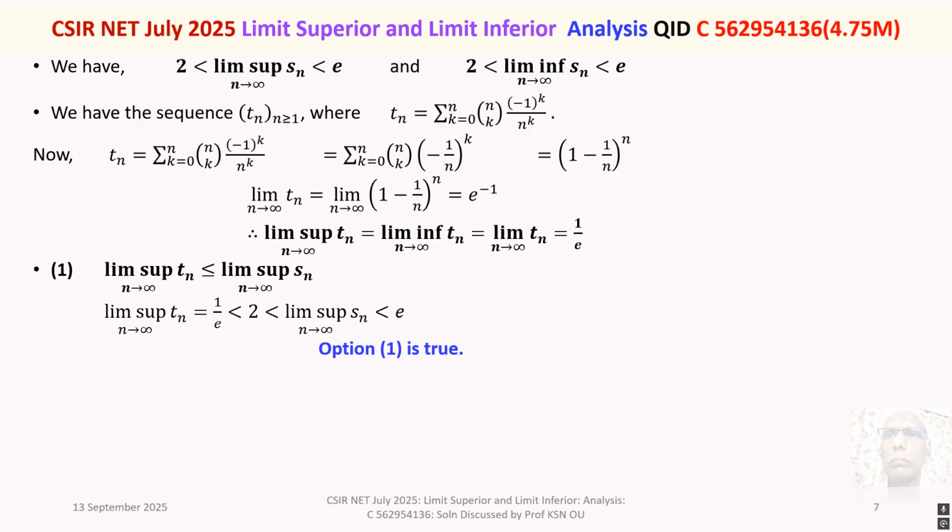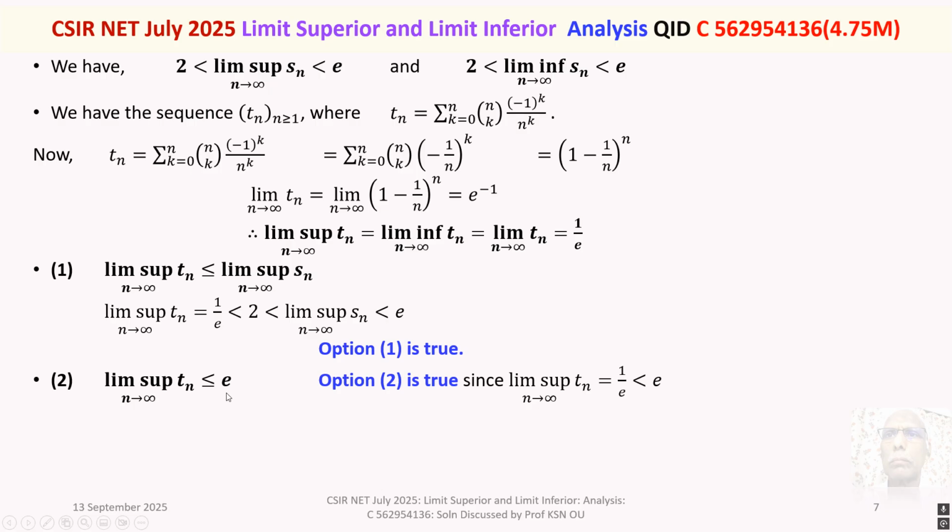We move on to the next option. Option 2. Limit superior of Tn is less than or equal to e. What is limit superior of Tn? 1 by e. And 1 by e is less than or equal to e. Yes. And 1 by e is in fact strictly less than e. And anyway, limit superior of Tn, that is 1 by e, is less than or equal to e is true. That is why option 2 is true.